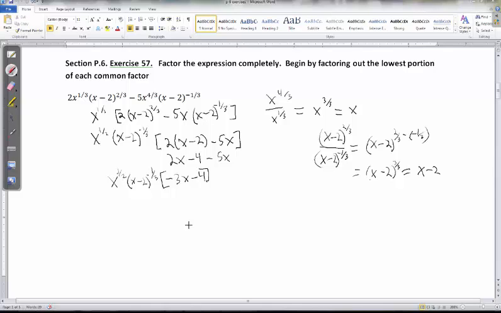Last step here, what I want to do is just take my factor with a negative exponent and put it on the bottom. So my final answer should be x to the 1/2 times negative 3x minus 4 over x minus 2 to the 1/3. And that's our final answer.